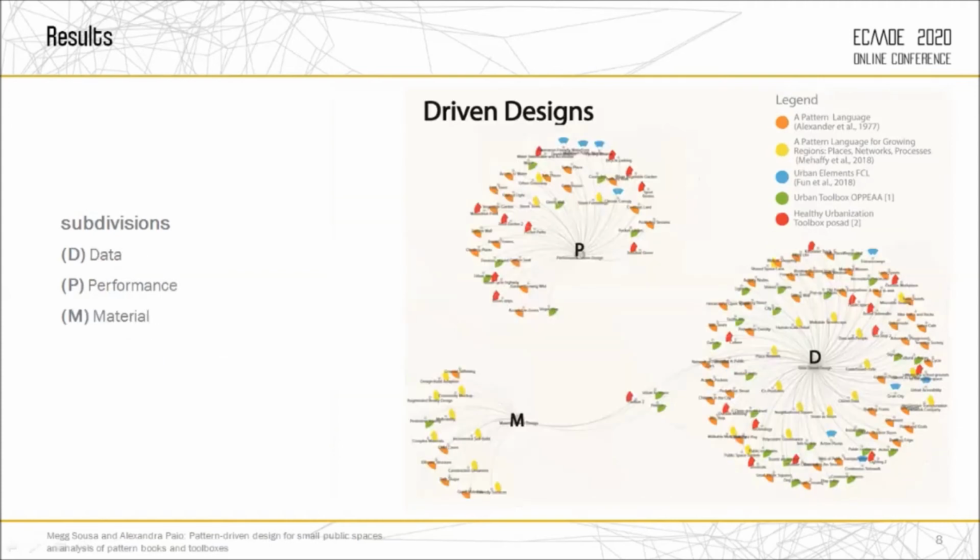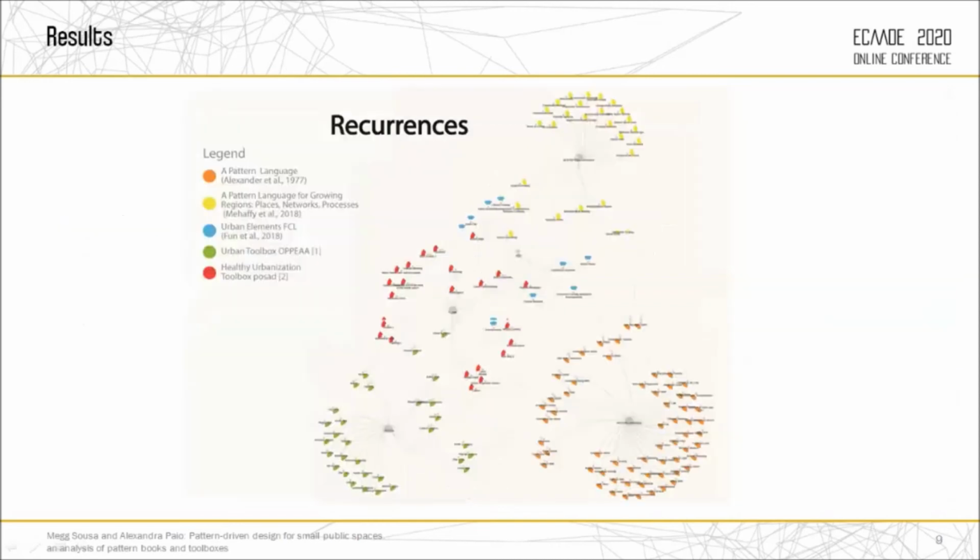The driving design class was divided in 3: data, performance, and material. The pattern accumulation in data-driven design indicates the potential of this approach, but it is also related to a broken meaning of the term. Then, we need to understand which kind of data is truly useful for city planning. The low concentration in material-driven design also indicates a field that can be more incorporated into toolboxes and pattern books.